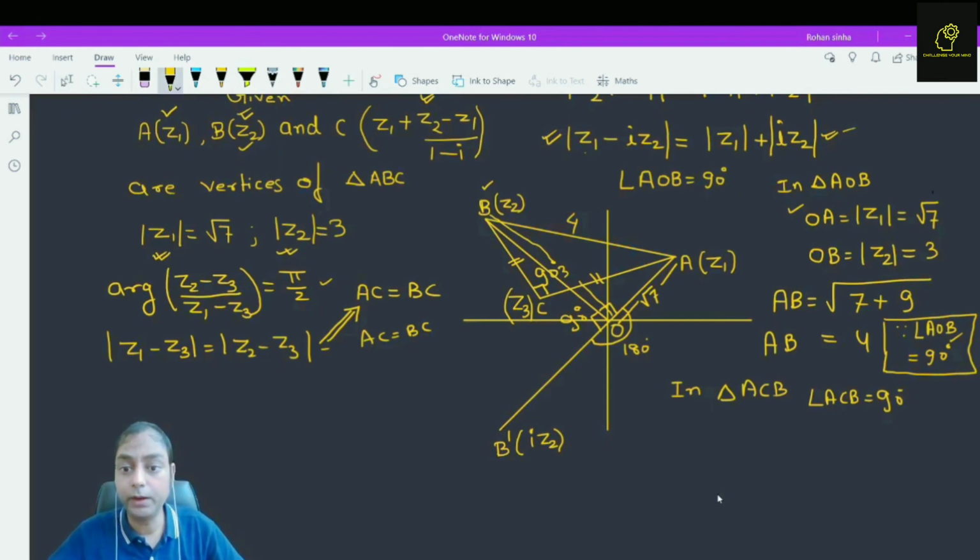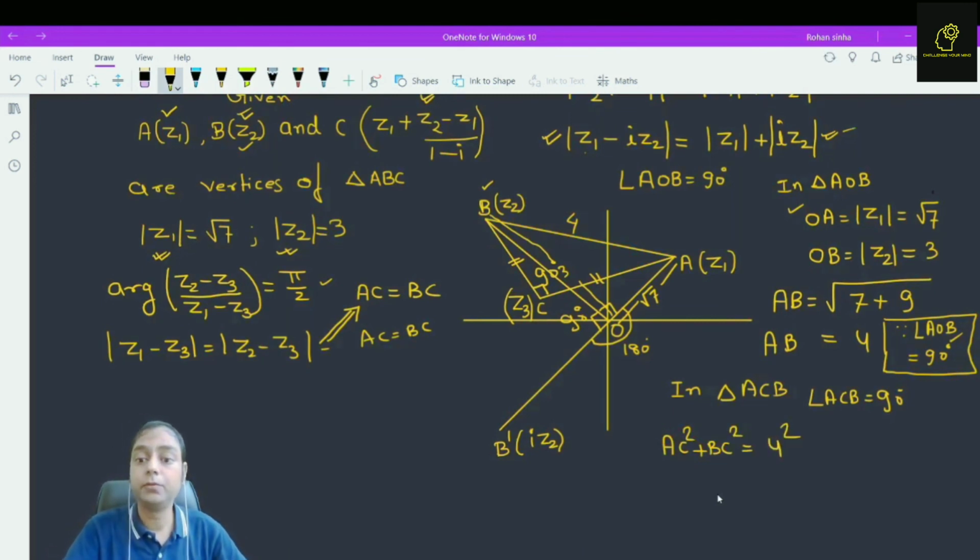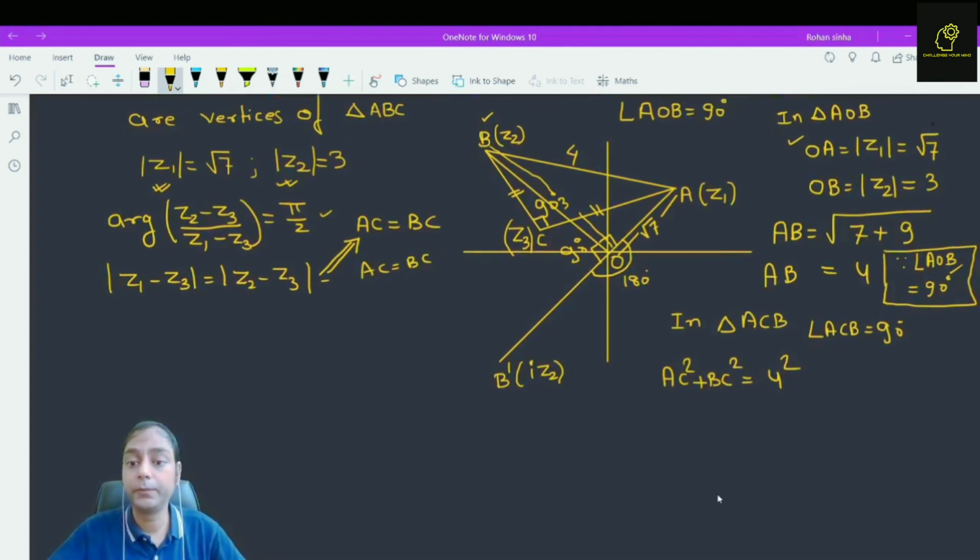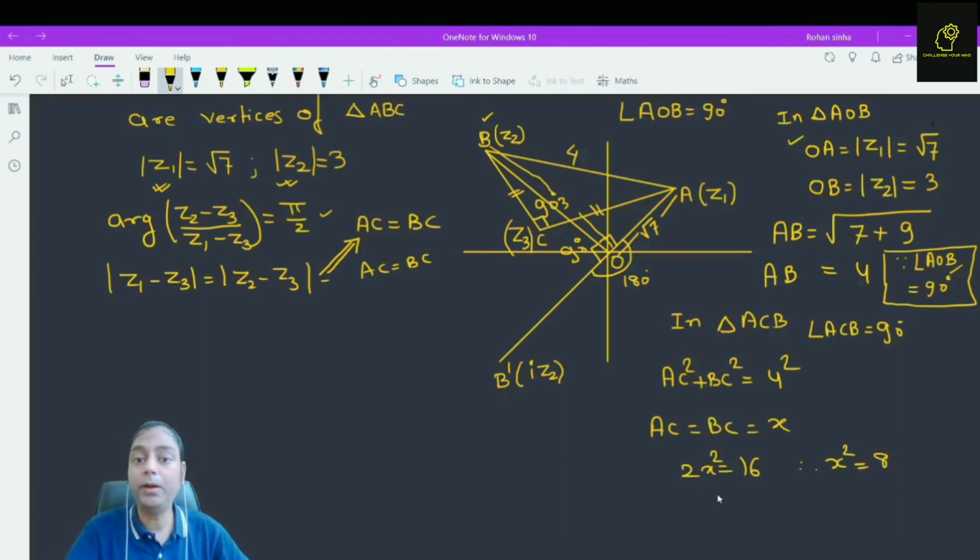So what can we say? AC square plus BC square is equal to AB square. This is 4 square. But AC is equal to BC. So what can we find? From here, AC is equal to BC, and say this is x. So 2x square is equal to 16. So x square is equal to how much? 8.